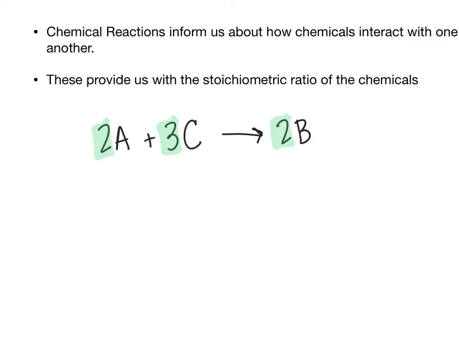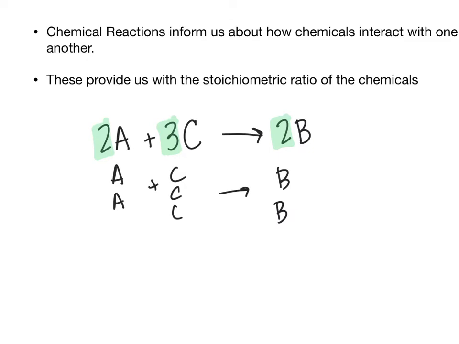It tells us that we need 2 A's. So we need this plus these 3 C's gives us B's. And so in this case, we can look at the stoichiometric ratio for all of these and we can start to calculate that.